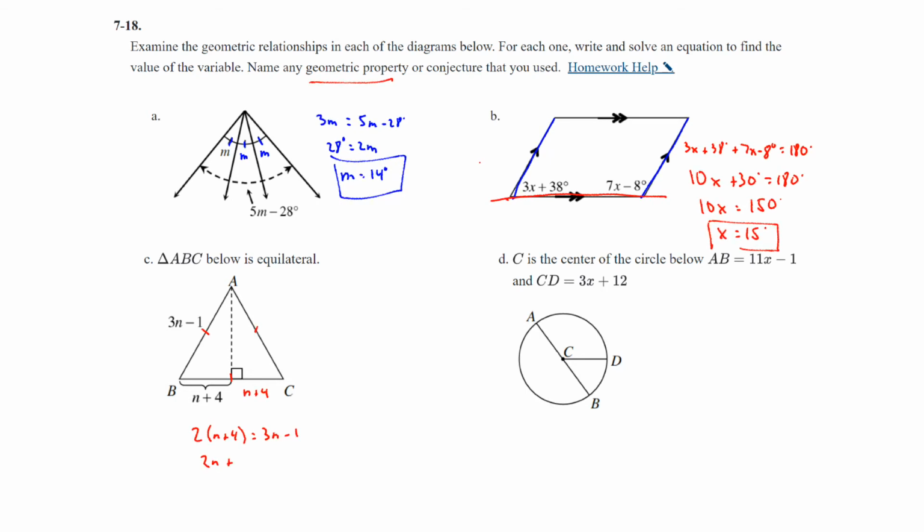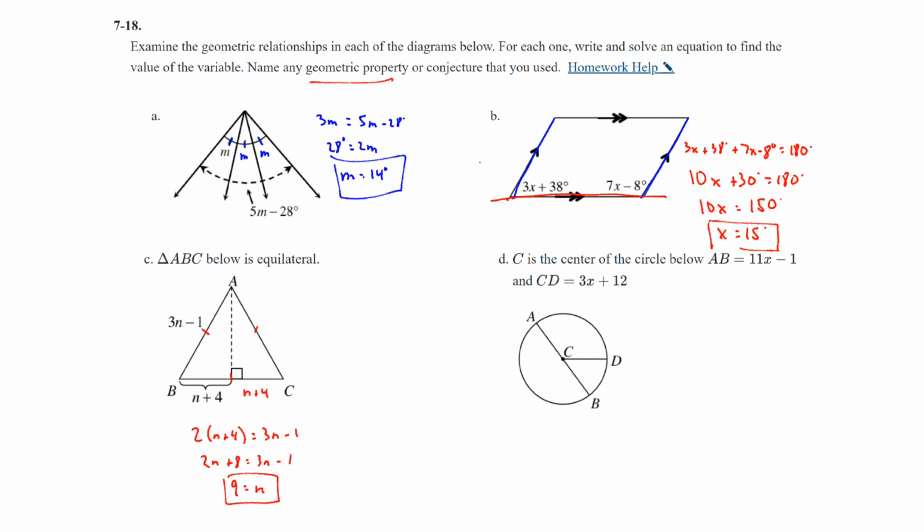And then we can distribute. Subtract 2n, add 1, so that'd be 9. If I subtract 2n, that's just n. So it looks like n is equal to 9 units.